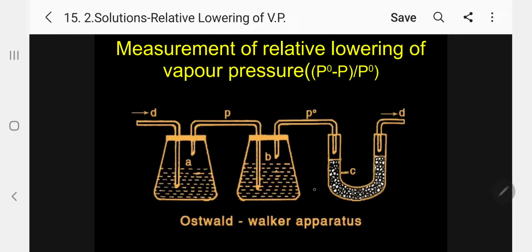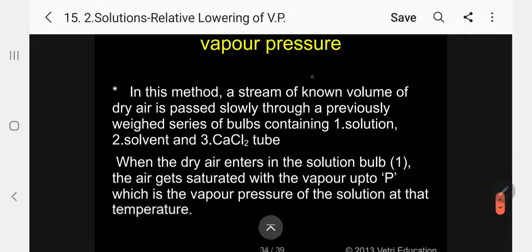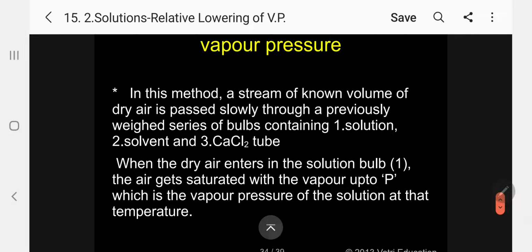Now let me come to the procedure. Kindly follow. In this method, a stream of known volume of dry air is passed slowly through previously weighed series of bulbs containing first the solution, second the solvent, and third the anhydrous calcium chloride tube. So the solution tube, the solvent tube and the calcium chloride tube, you have to weigh accurately.